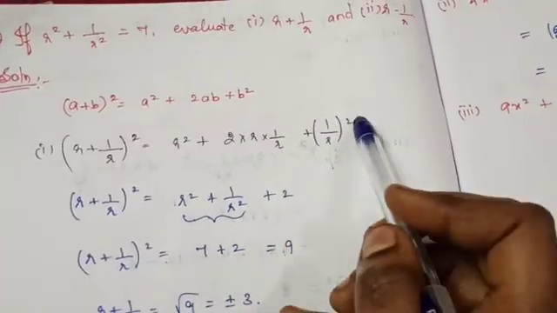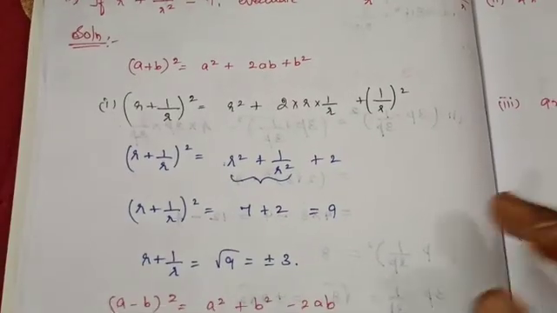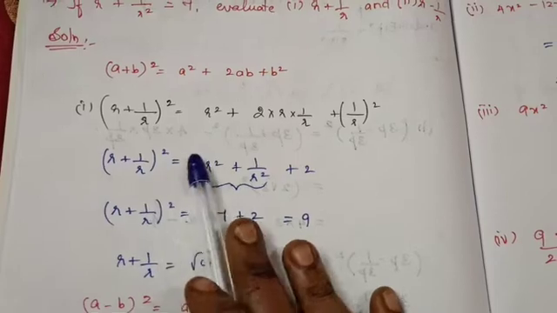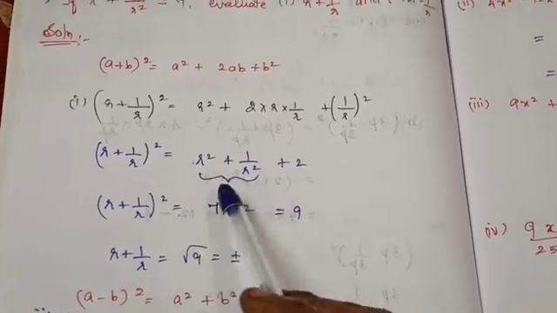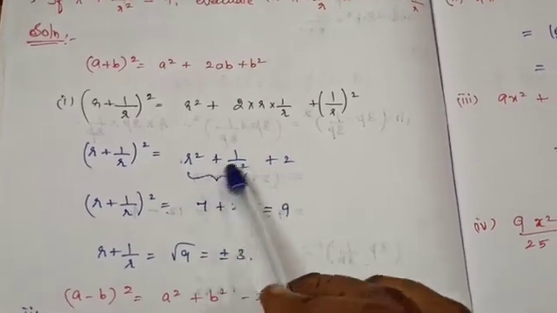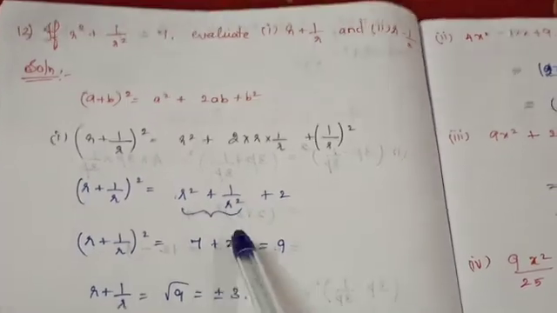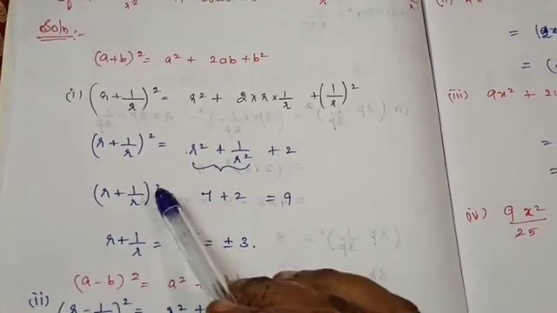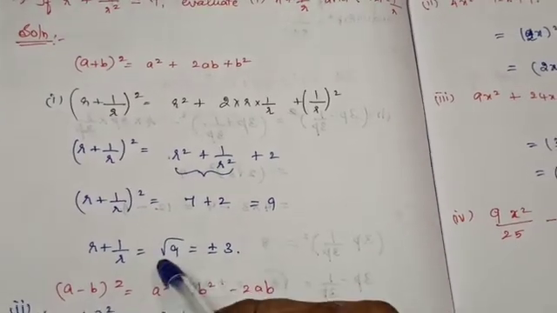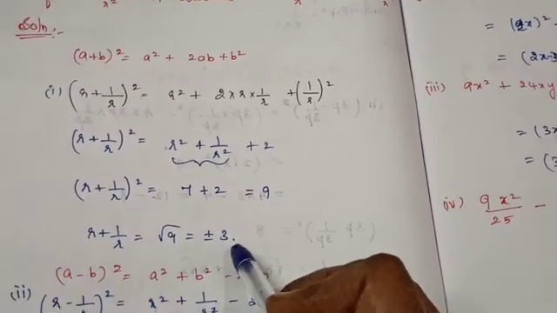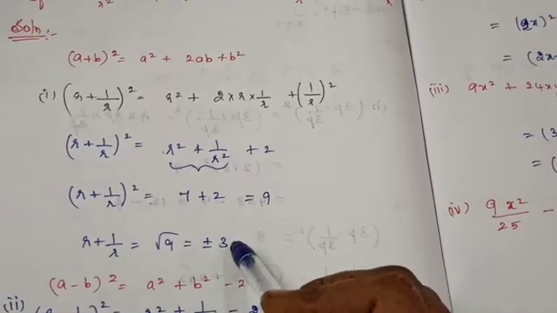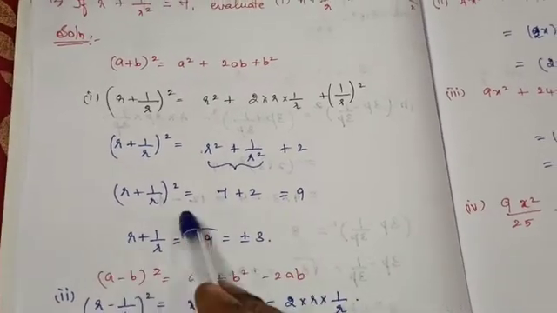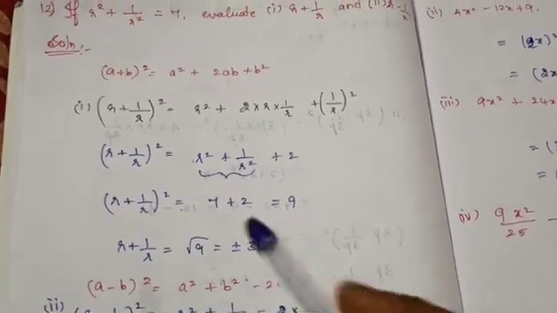So you write it simultaneously. r plus 1 by r the whole square is equal to r square plus 1 by r square plus 2. This has the value 7. So 7 plus 2 is 9. So r plus 1 by r only, the square goes to that side. So square root of 9 is plus or minus 3. Taking the square root means the answer is plus or minus. So r plus 1 by r is equal to plus or minus 3.